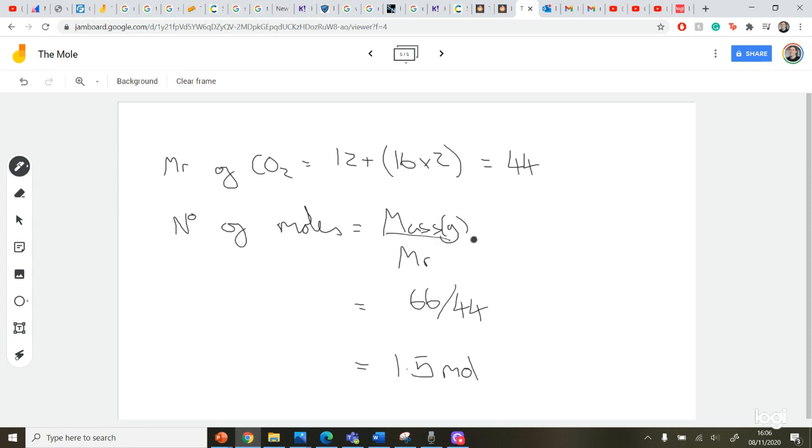Number of moles equals mass divided by the MR, which in this case is 66 divided by 44, so 1.5 moles. Easy peasy.